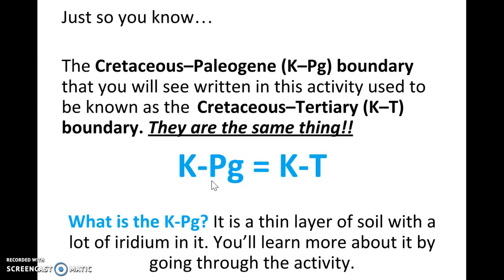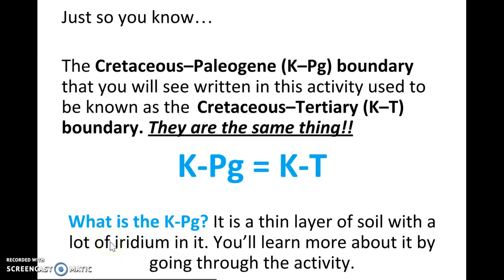Okay, so just so you know, one thing to be aware of, the Cretaceous Paleogene, which is abbreviated KPG, it's not CPG, which is weird, but it's KPG, just trust me. This boundary that you will see written in this activity over and over again, it has two different names, the KPG and the KT. You do not need to memorize these for the test. You should be able to recognize them on the test and know what I'm talking about, but you do not need to come up with all these letters on your own.